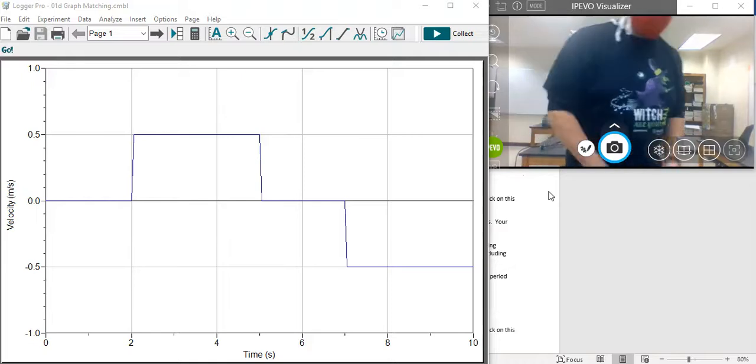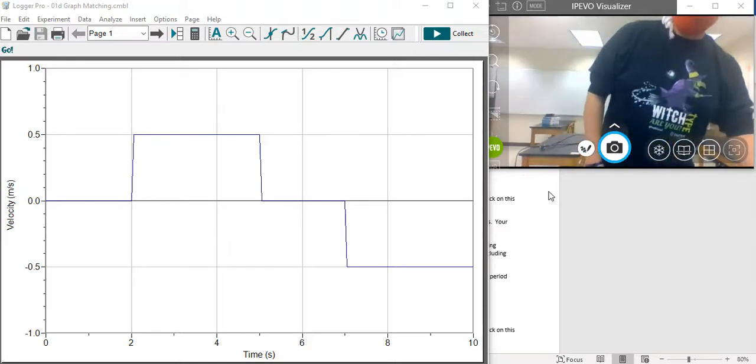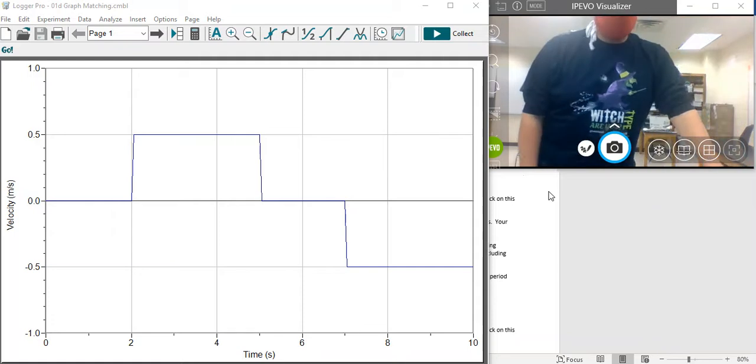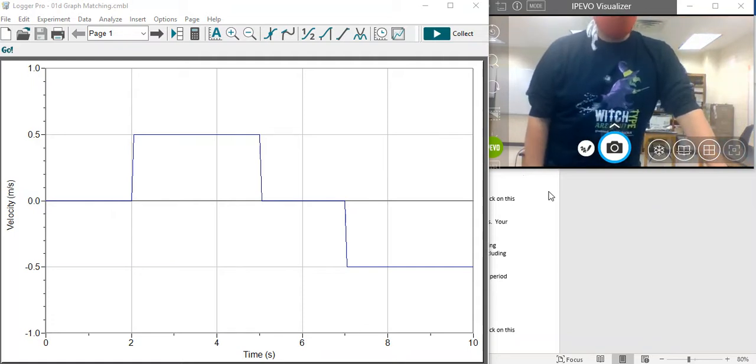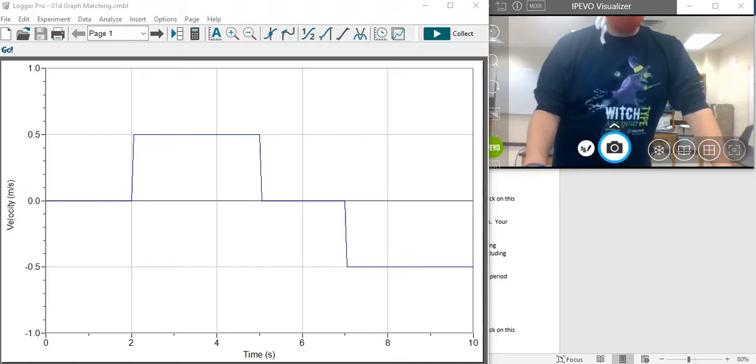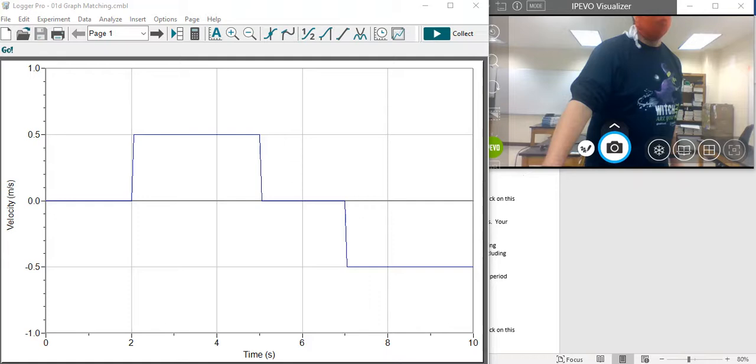Okay, students of mine, we're back. We're doing graph matching part 2. Now this is the complicated part because we've got velocity time graphs going on here. And I say they're complicated, well, you'll kind of see why.